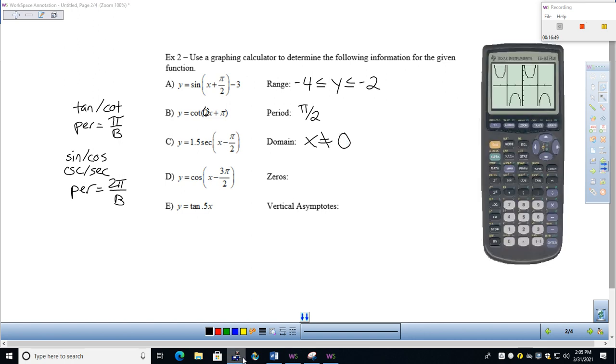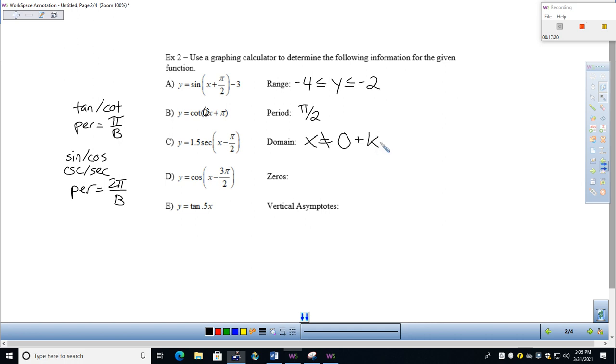The next thing I would ask myself after I get my primary one, the one that just jumps out at me, is, well, how long until I see the next exclusion? So I would go and say, oh, it's two tick marks on here. So that would be pi units on this particular coordinate plane, and then I've got another exclusion, and another pi units, and another pi units. So it seems like every pi units before and after this one that I've already found, I'm going to get another one. So we would say something like this, x can't equal zero plus k pi.